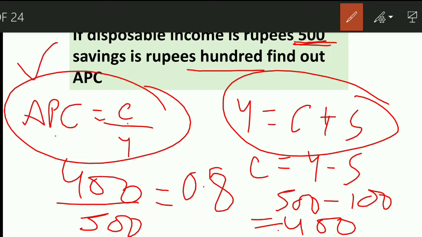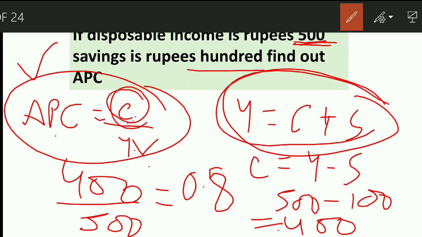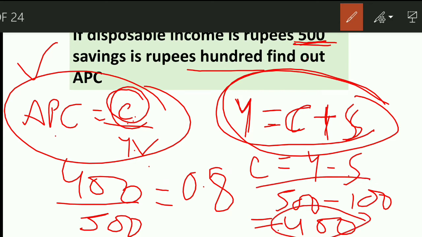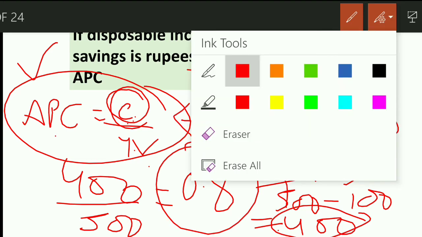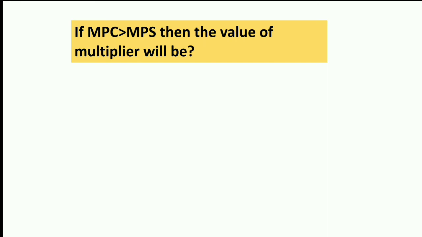All right, I hope this is clear to you how we have to find its solution. First of all, I used two formulas. First, I knew that APC is equal to C upon Y. Y was given to us directly, but C was not given to us. So in order to find C, I used the equation where income is equal to consumption plus saving, and saving was given to us. So from this equation, we found the value of consumption. After putting it in this, we got the value of APC.